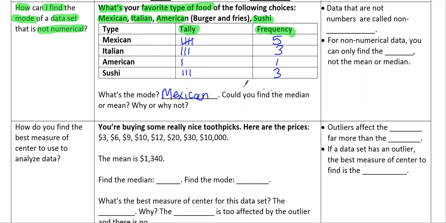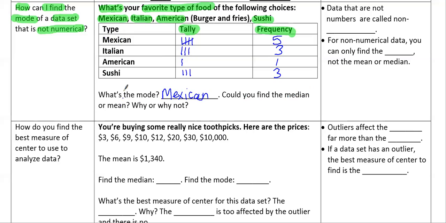Now, could we find the median or the mean? And the answer is, well, let's see, median. We have to order the data numerically from least to greatest. Is there a problem with ordering this from least to greatest? Yeah, they're words. And you might be able to say, well, you could order them alphabetically. Yeah, but that doesn't mean anything, right? Not like numbers, which actually have meaning. You have different quantities. Those just happen to be whatever letter each food category starts with. So you can't find the median.